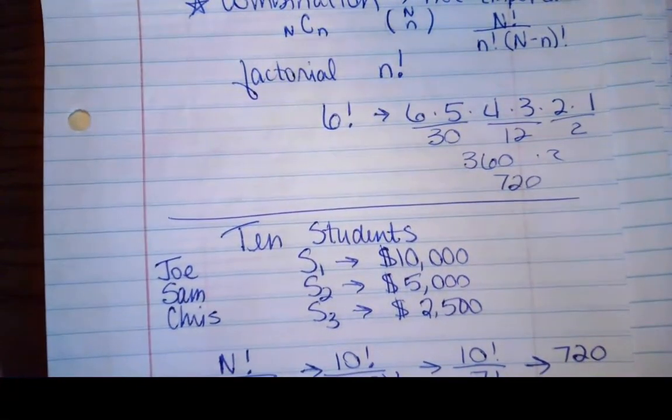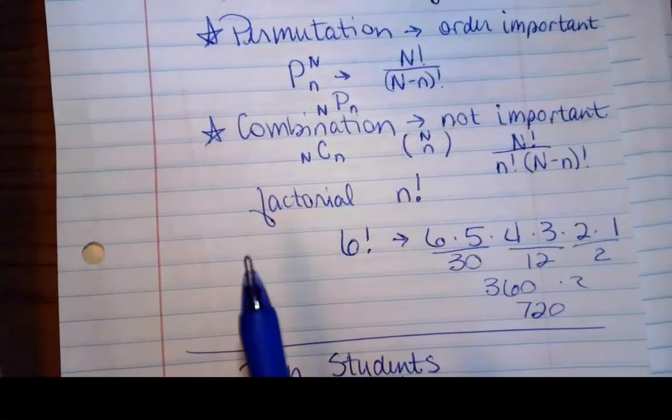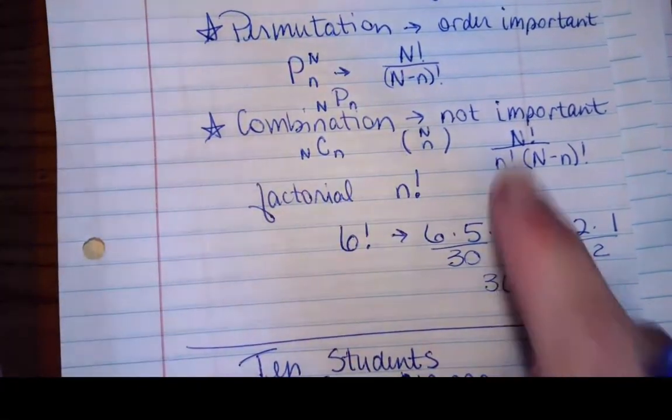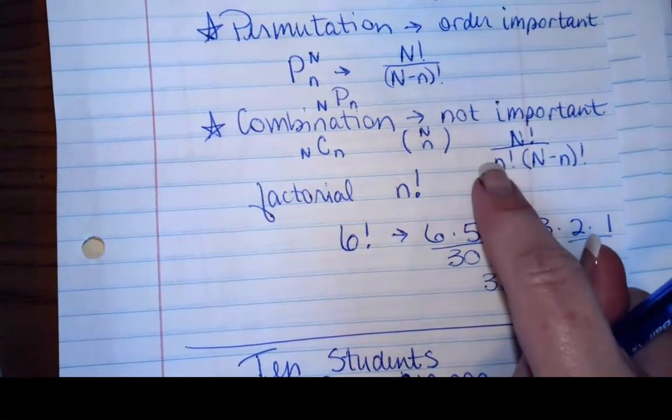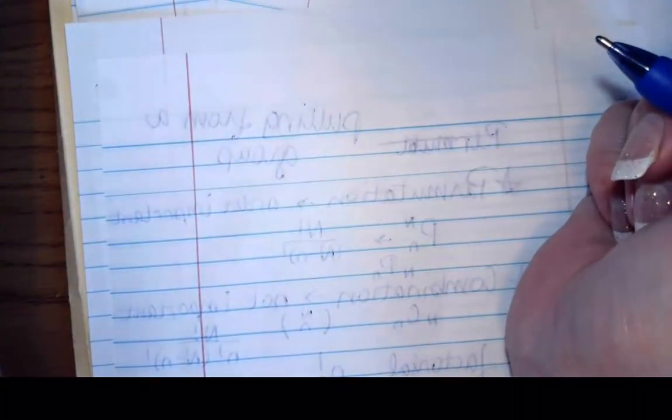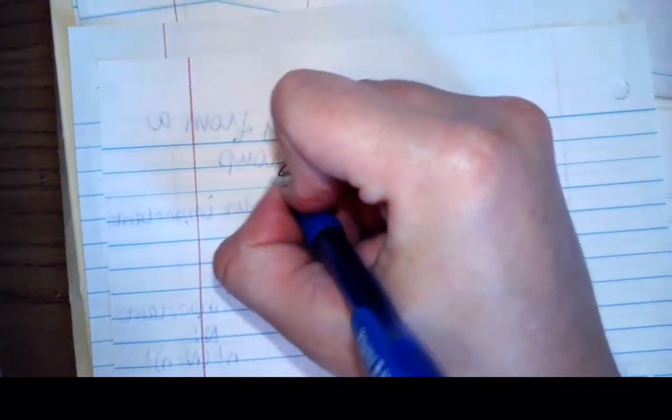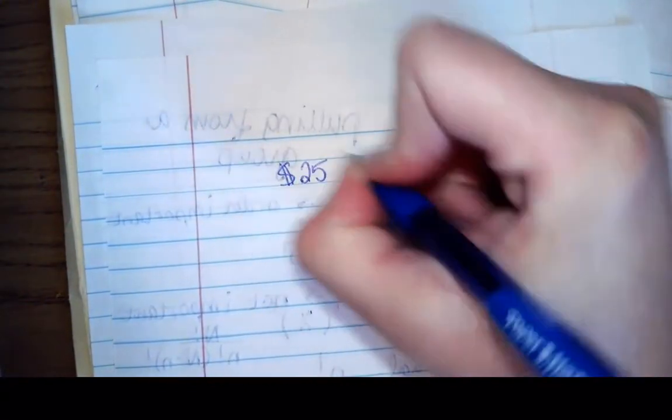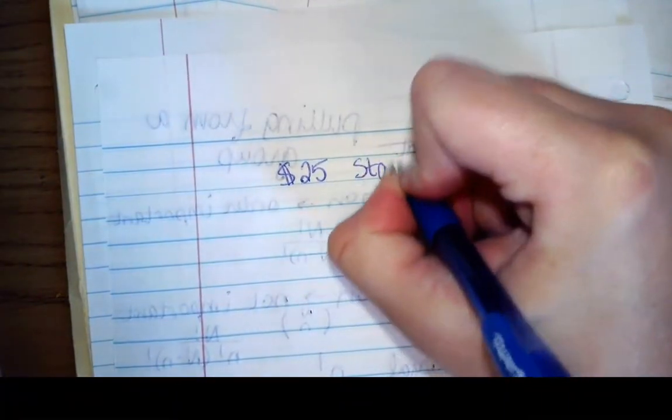What if order doesn't matter? That's what combinations are going to be. So notice I've got this little additional thing here. So let's do this for a second. What I have is, let's use the same scenario. Okay, so the first 3 students in the room, I'll give a $25 Starbucks gift card, okay?